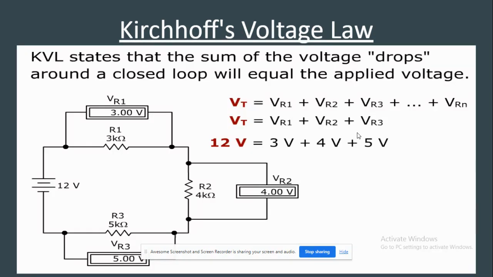Here we have an example. KVL states that the sum of the voltage drops around a closed loop will be equal to the applied forces, or in other words, it should balance out to zero. So if we sum all voltages across all the circuit elements, it should be equal to the total voltage of the battery. Here we have 3 plus 4 plus 5, which is 12, and we have 12 on the battery. So it proves Kirchhoff's voltage law.